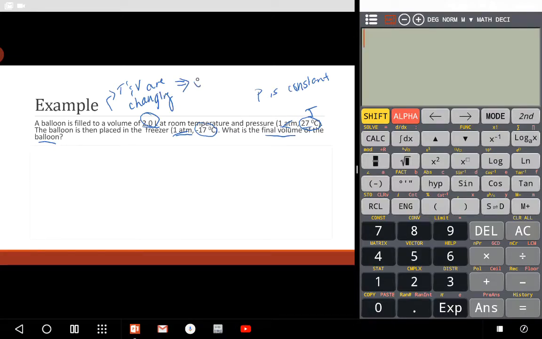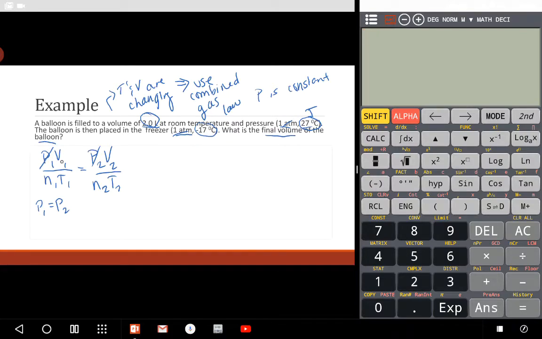So I'm going to say use combined gas law. We want to use the combined gas law whenever temperatures and other values are changing. Whenever values are changing, that's when we want to start with our combined gas law. So here's our combined gas law. We know that P is constant. That means that P1 is going to be equal to P2, and so those two terms will cancel out.